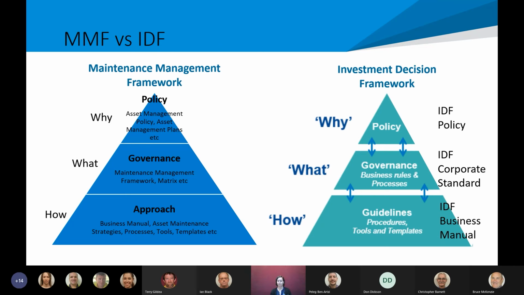Then we drop down, and again, we have the governance level, which sets the business rules and processes. And at the very bottom level is how we actually apply it, and it's the same for both. It's business manuals, templates, processes, tools. It's the whole suite of stuff. How do we actually apply this framework? So they're the same, but different.